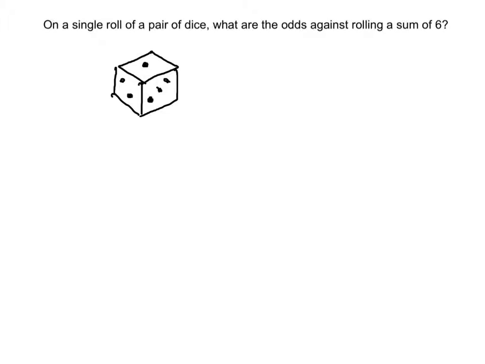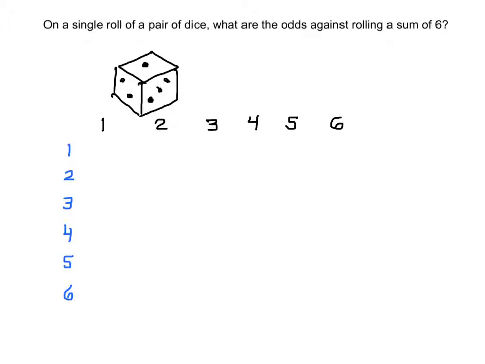So let's imagine we roll the die. We could roll it and get a 1 up, or a 2, or a 3, or a 4, or a 5, or a 6. Now we could also roll a second die, and on our second die we could get a 1, or a 2, or a 3, or a 4, or a 5, or a 6.